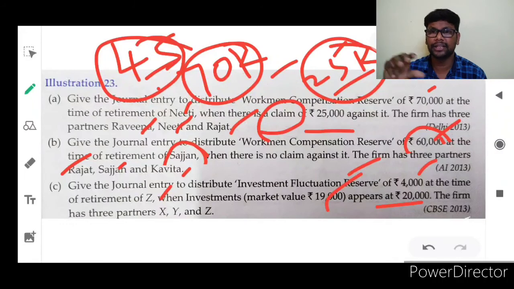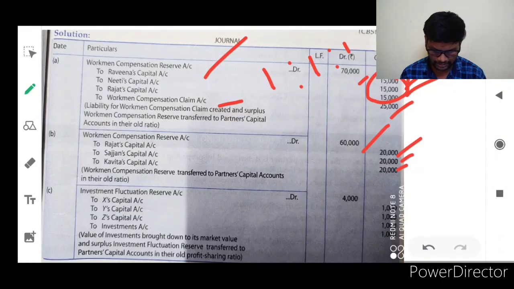To meet this kind of contingency, we already have reserved 4,000 rupees. Now the claim is only 1,000 rupees, because from 20,000 only 1,000 reduced, and the remaining 19,000 of investments are there. So the claim on investment fluctuation is 1,000 rupees, but we have a reserve of 4,000 rupees, as given in the problem. So 4,000 rupees is the reserve, 1,000 rupees is the claim. After the claim, the extra reserve we have is 3,000 rupees.